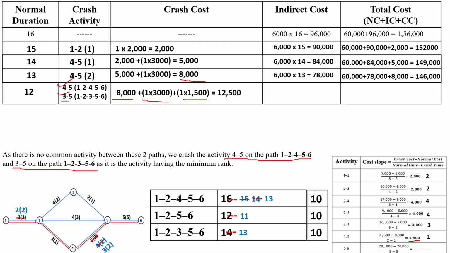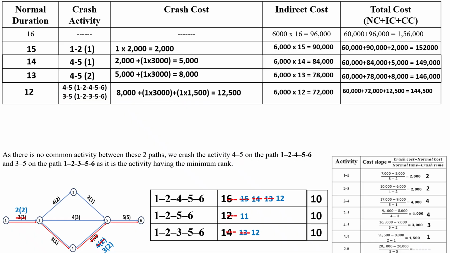The indirect cost will be 12 days and the overhead cost is 6000, so 12 into 6000 is 72,000. The total cost will become the normal cost 60,000 plus indirect cost 72,000 plus crashing cost 12,500. Then the total cost will become 1,44,500.